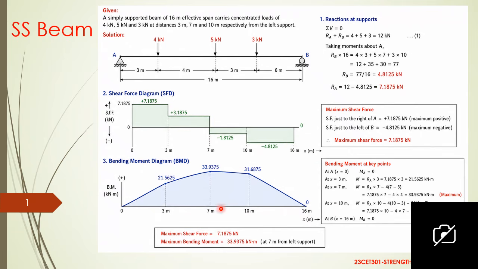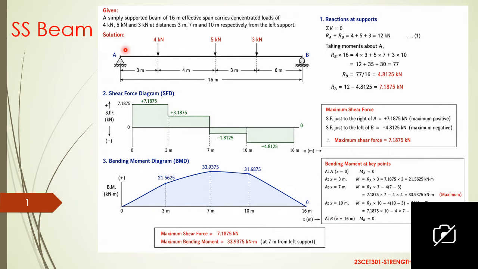Okay, now coming to bending moment. Bending moment at A, that is x equal to 0. Left side of A there is nothing; at point A the reaction RA is acting. So RA into 0. And at x equal to 3 meters, you can easily find RA into 3. That is 7.1875 into 3, 21.56. At x equal to 7 meters, RA into 7 minus 4 into 4, and that will give 33.93.